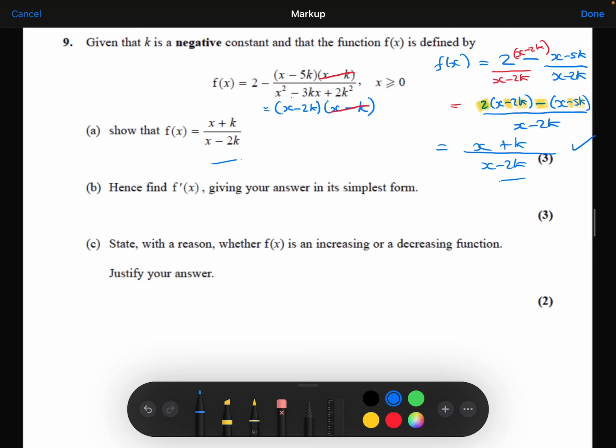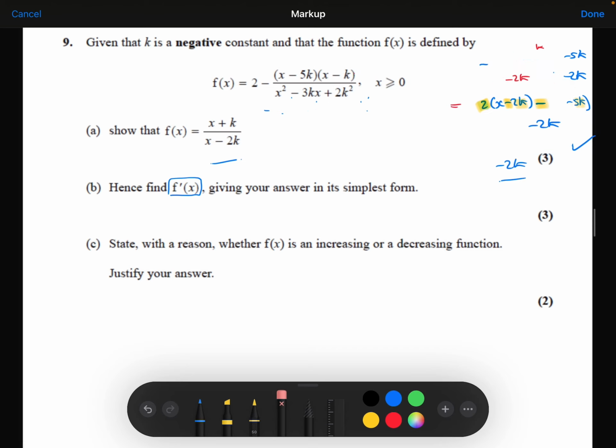Part B. Hence find f dash of x, giving your answer in its simplest form. F dash x, that's saying to differentiate. So I need to differentiate my function. So notice that this is a quotient. We have got the x plus k over the x minus 2k. So we're going to have to use the quotient rule to differentiate this.